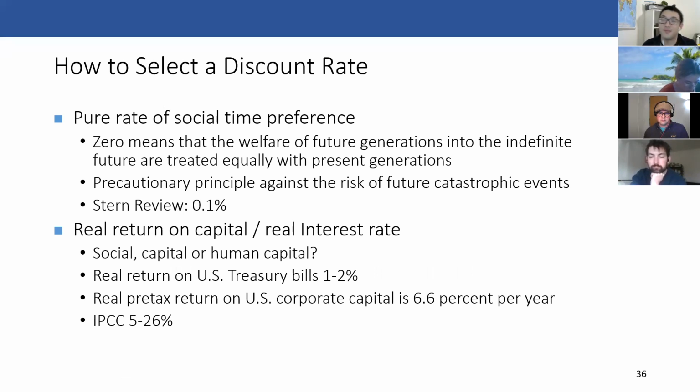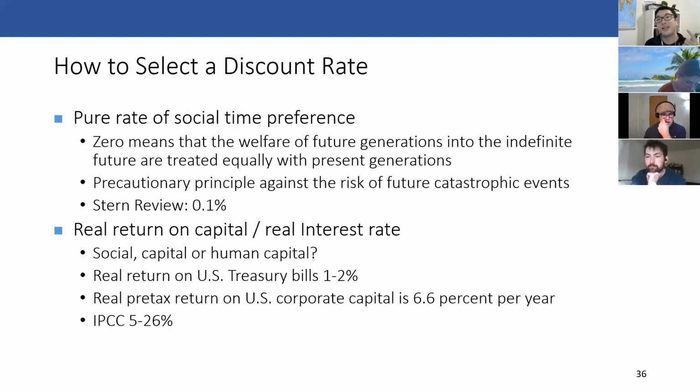There's a famous review paper called the Stern Review, where they demonstrate that you need a 0.1% social discount rate in order to fight climate change. And that is really kind of an extreme value when we think about the interest rates and real rates that we observe today, you know, 1 to 2%, or on US corporate capital, an average of 6.6% per year.